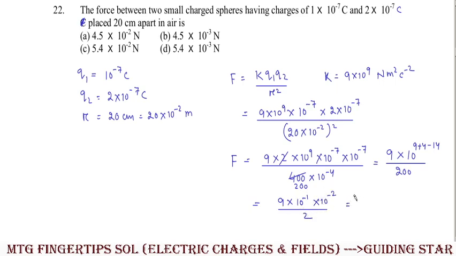So it will be 9 divided by 2, that is 4.5 into 10 to the power minus 3. Clear? So the force will be 4.5 into 10 to the minus 3. So 4.5 into 10 to the minus 3, 5.4 will not be there, so 4.5 into 10 to the minus 3. So option B will be the correct one.